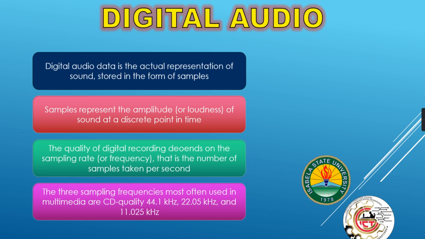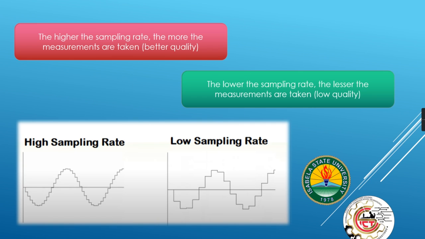What is an example of the sampling rate? The higher the sampling rate, the more measurements are taken, or the better the quality. The lower the sampling rate, the fewer measurements are taken, so the quality is low. So basically, a low sampling rate means low quality.